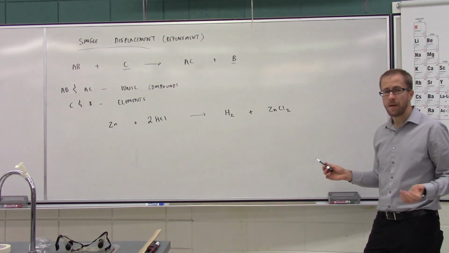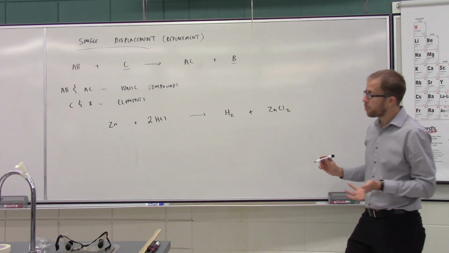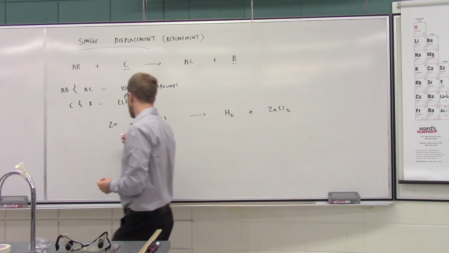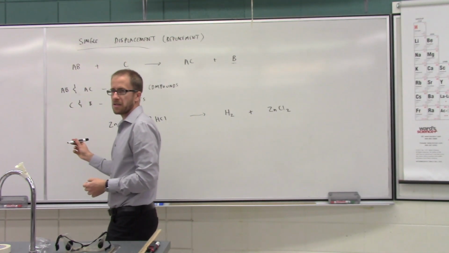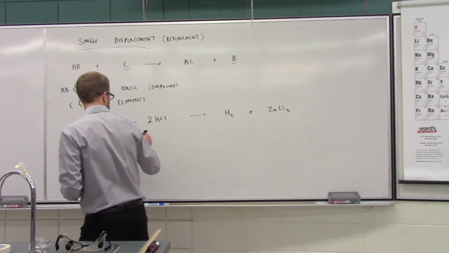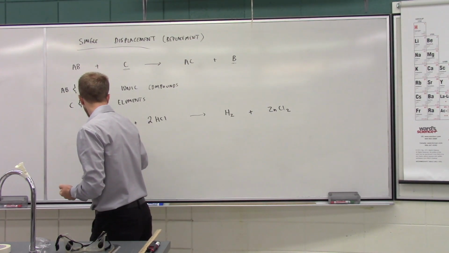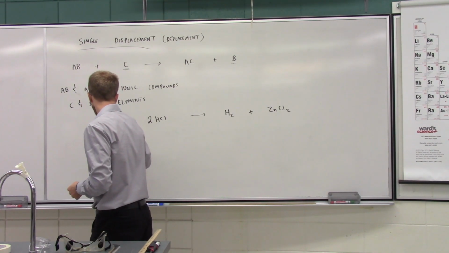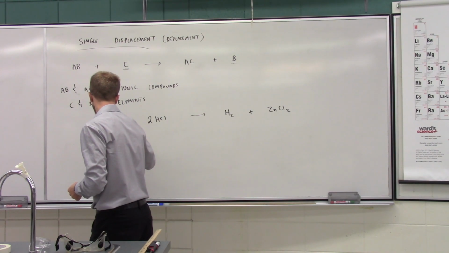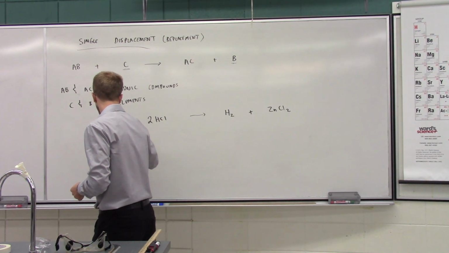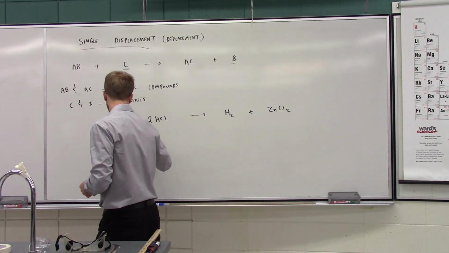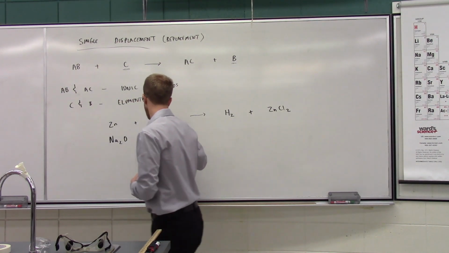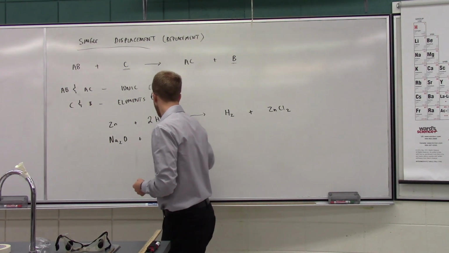Now, on the flip side, maybe you're not switching out the positive ion. Maybe you'll have one that looks something like this. I don't think this will actually form a compound, but that's fine. Let's say you had, I don't know, something like Na2O plus F2.